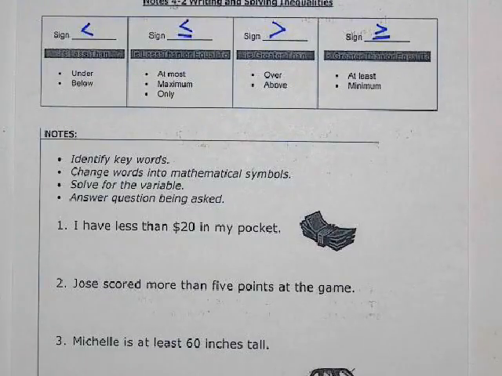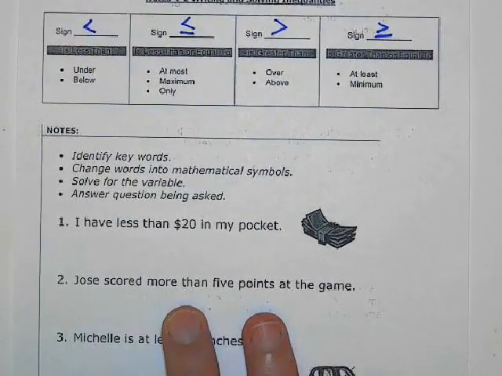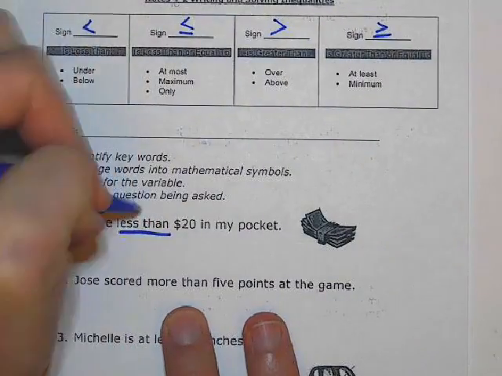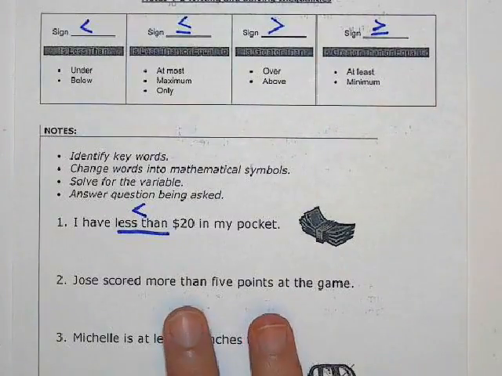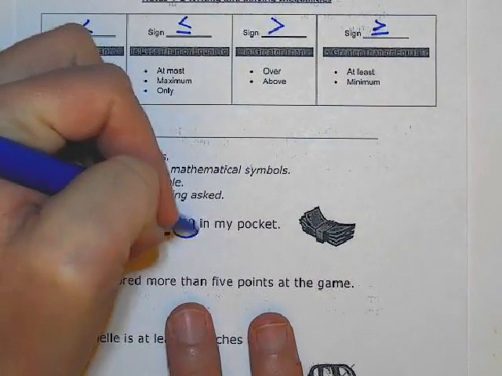Number 1 says, I have less than $20 in my pocket. X. So what does less than mean? It is basically under 20. Under. Less than is going to look like this. Is it going to have a line under it? No. And then I've got $20.